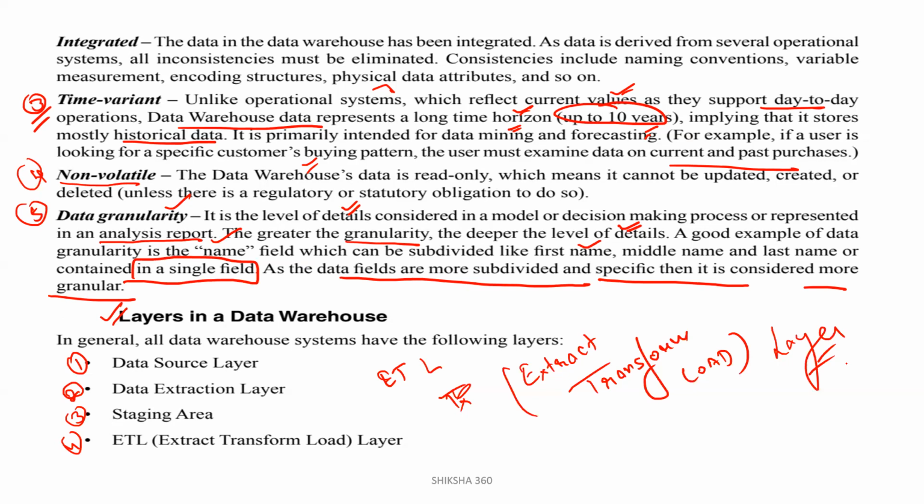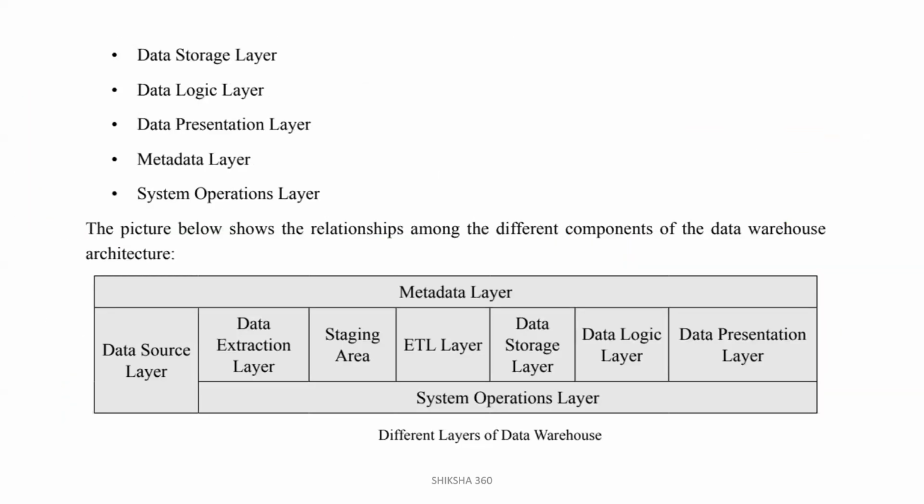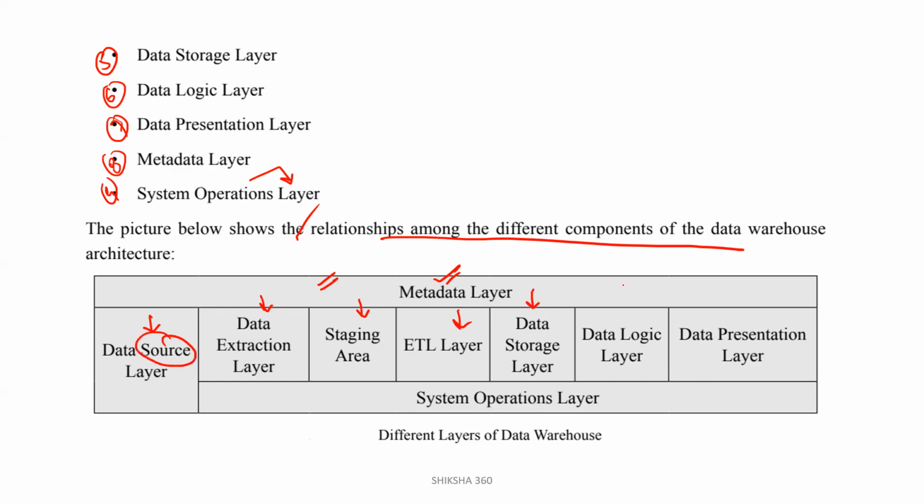Now we have to discuss all these points one by one. Next is the data storage layer, fifth one: data storage layer, data logic layer, data presentation layer, metadata layer, system operational layer. The picture below shows the relationship among the different components. This is the metadata layer. Data source layer, data extraction layer, staging area, ETL layer, data storage layer, data logic layer, data presentation layer. Last one is the system operational layer.